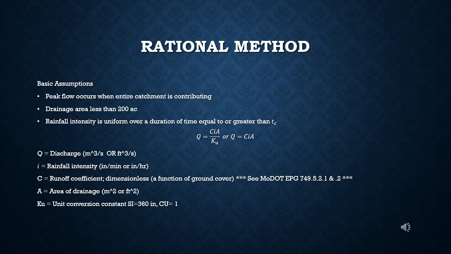The rational method was developed in 1889, and it is a widely used method. There are several assumptions that must be made before using the rational method, and the basic assumptions are: peak flow occurs when the entire catchment is contributing, and the drainage area has to be less than 200 acres, like I mentioned earlier. Rainfall intensity is uniform over a duration of time equal to or greater than the time of concentration. And the equation is Q equals CIA.